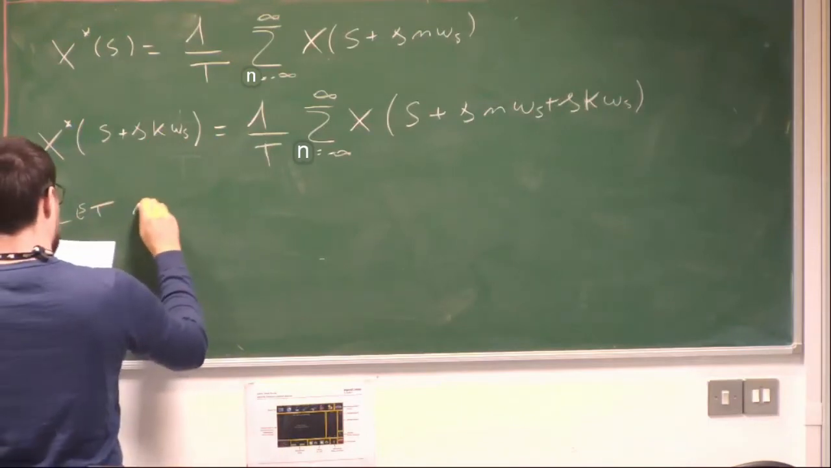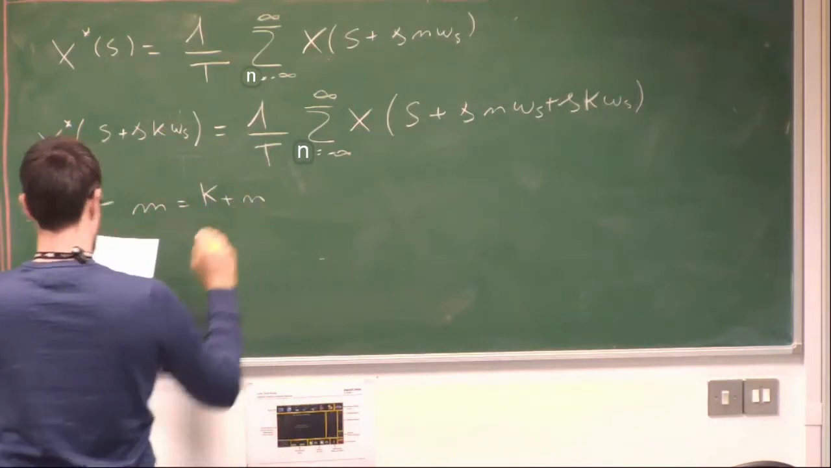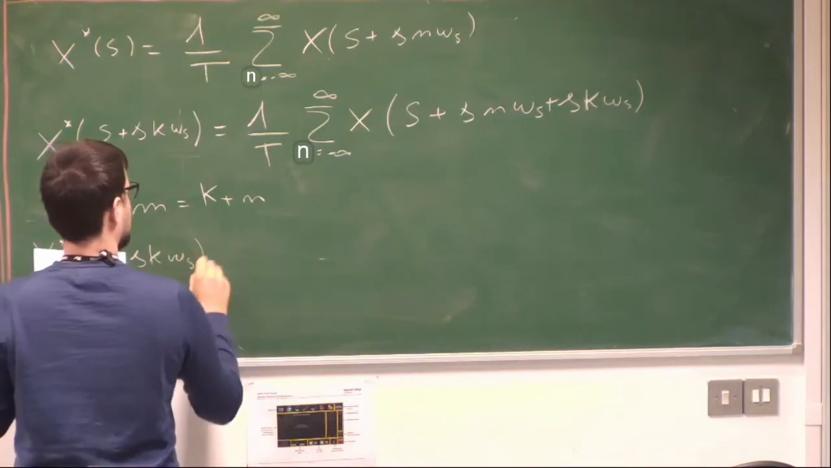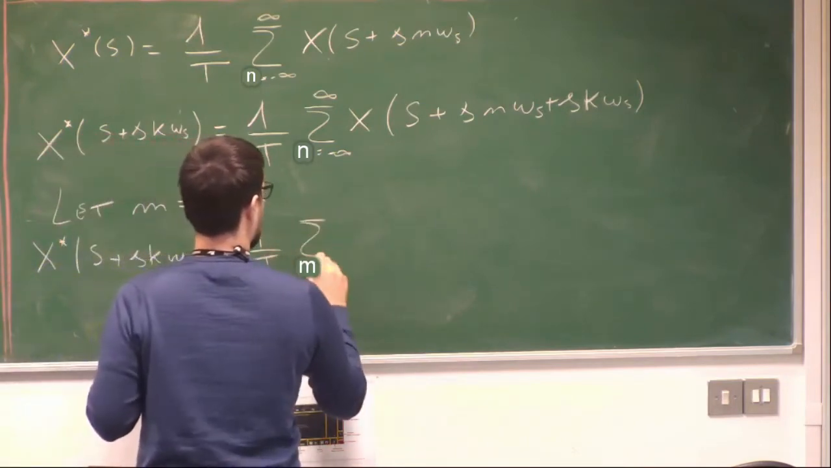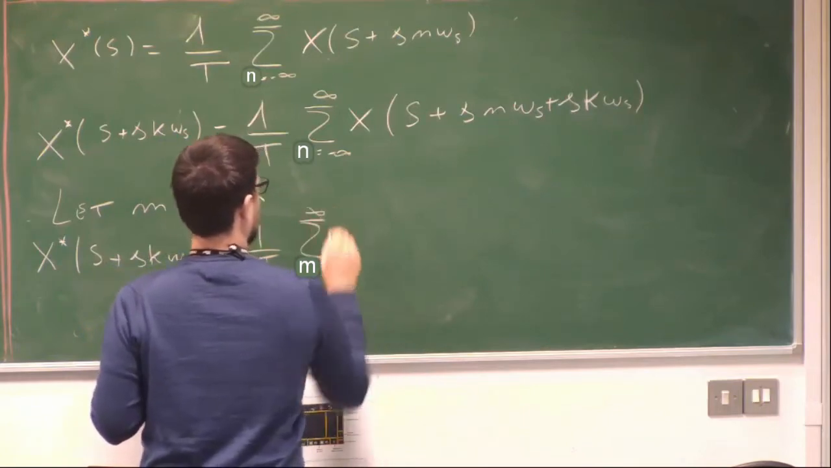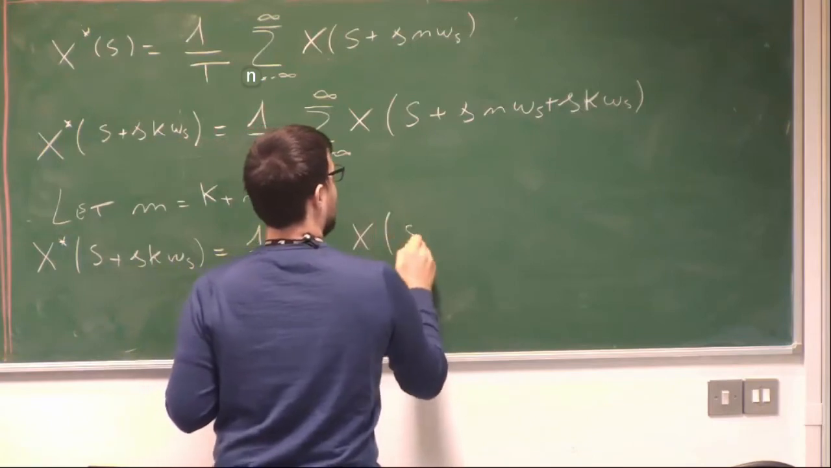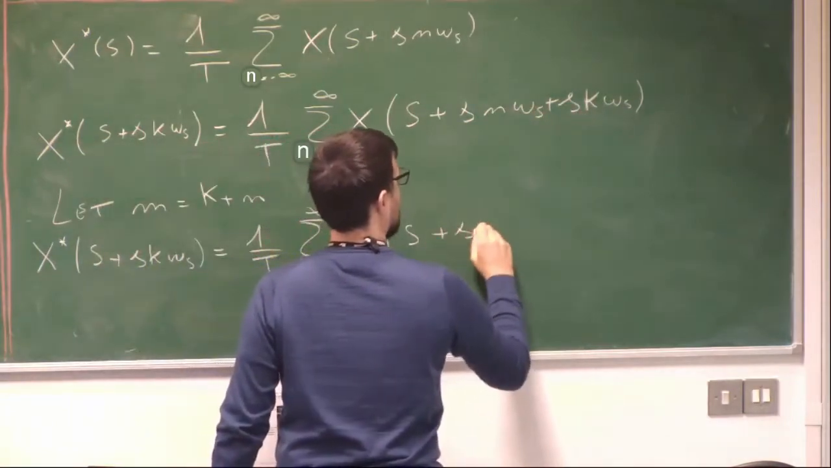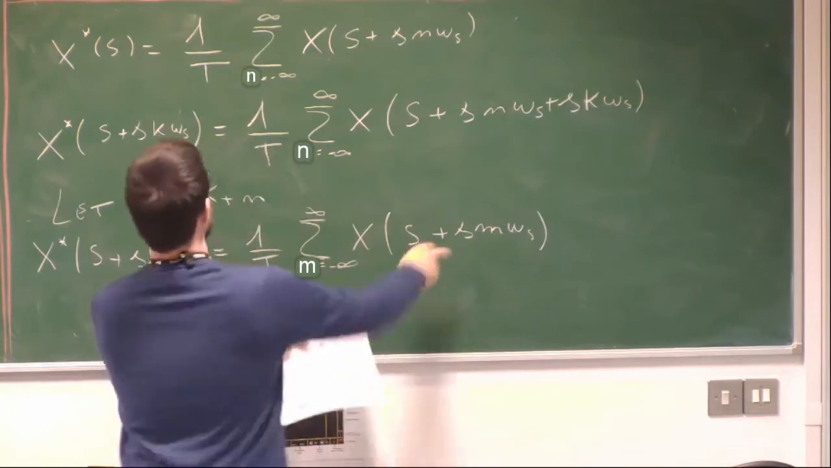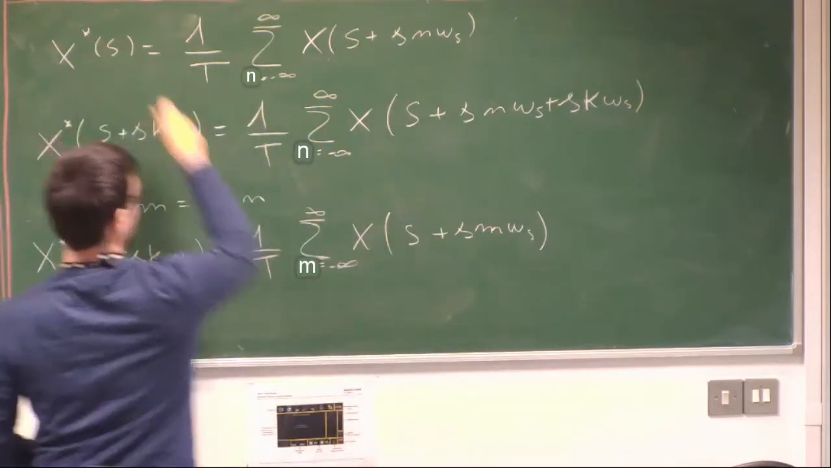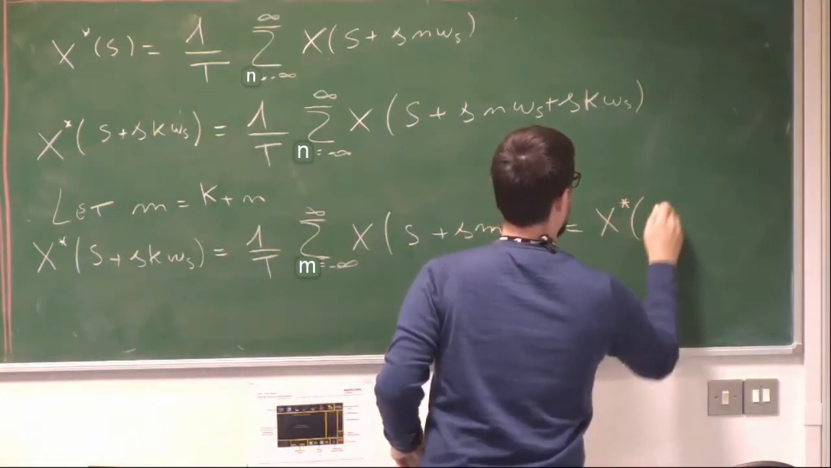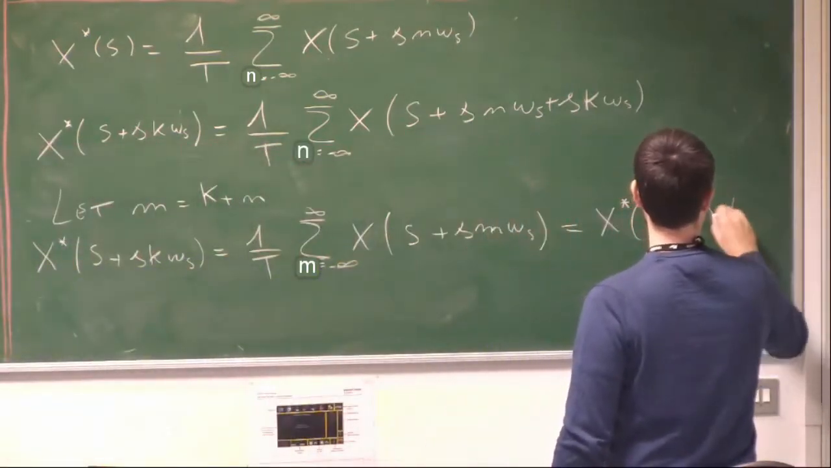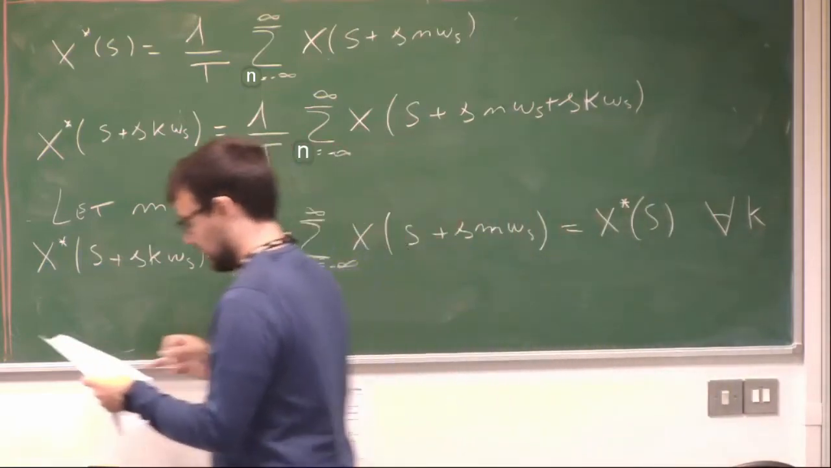Now we define a new variable m equal to k plus n. And here we have that x star of s plus j k omega s is equal to 1 over T, the sum that goes from minus infinity to plus infinity of x of s plus j m omega s, since m is equal to n plus k. And we see from here that this is by definition x star of s. Obviously this is true for all k, because k does not appear here and doesn't play any role. So this is true for all values of k.